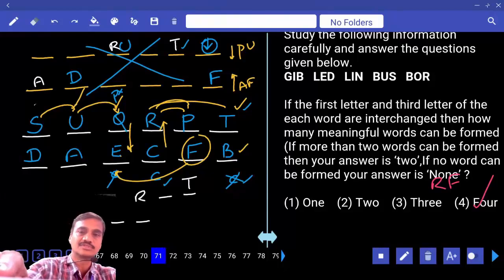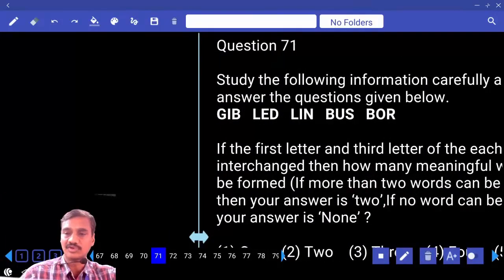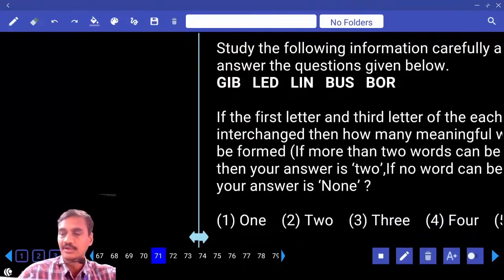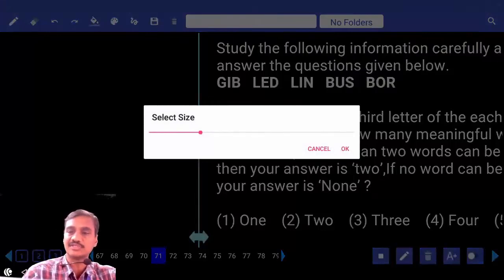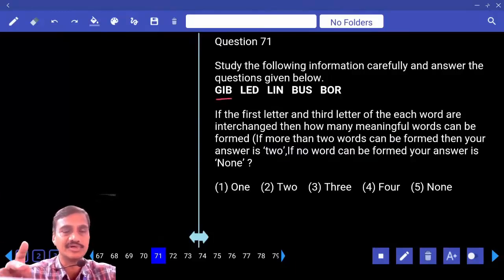Then 71 onwards. 71 onwards, it is based on set of words. Now if the first letter and the third letter of each of the words are interchanged. Now which 2 letters are interchanged here? First and the third letters are interchanged. Then that means the entire word is reversed.